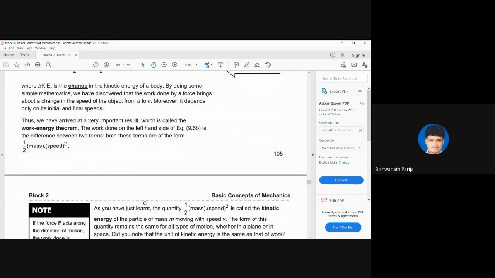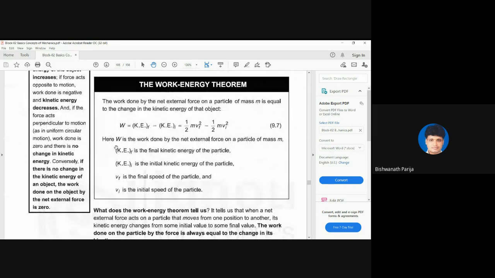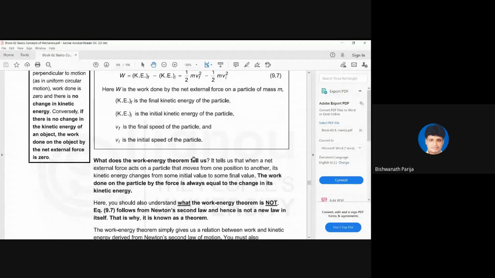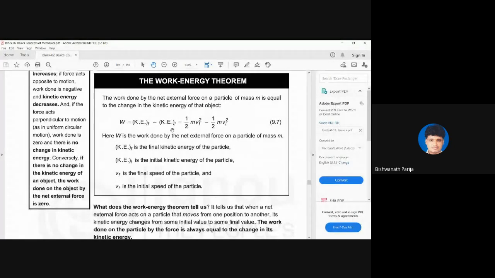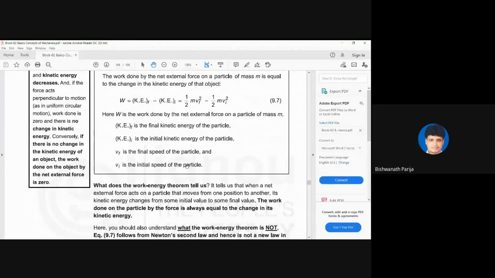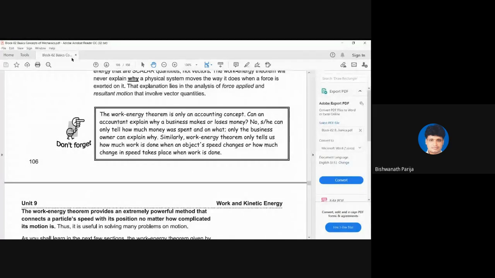This is very, very important. Work done equals final kinetic energy minus initial kinetic energy. So all of you remember this formula. Problems always come on this formula. Am I audible to everyone? Yes, sir. You are clear about this work energy theorem? Yes, sir. Very good. So problems on this work done formula will come. Don't forget this.